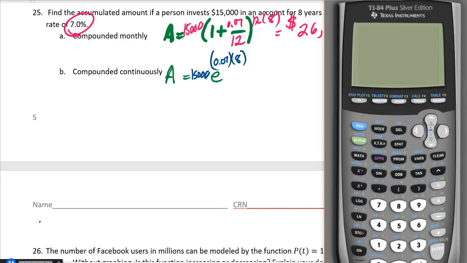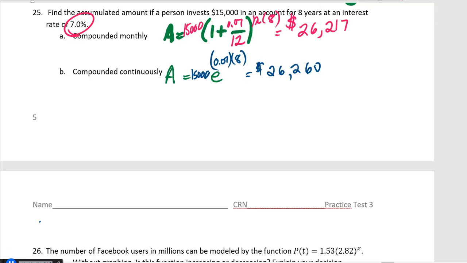Now, so I'm going to say 15,000, and then I have to find the E. To the E, I'm going to say second, and then ln, the natural log, and it gives me the E. And then up here in my exponent, I'm going to put parentheses, and I'm going to put 0.07 times 8. And then I'm going to close my parentheses. And I get 26,260. You can see that you make more money when you compound continuously versus monthly.